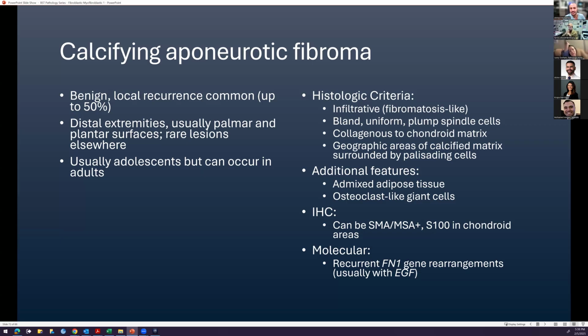All right, so let's talk about the differential for this because Muhammad brought this up in terms of differentials. So we talked about PMT as one, which has this grungy calcification, usually more staghorn vessels, but they can have a grungy calcified background. What is a very common feature in PMT, phosphaturic mesenchymal tumor, that is very useful to have?